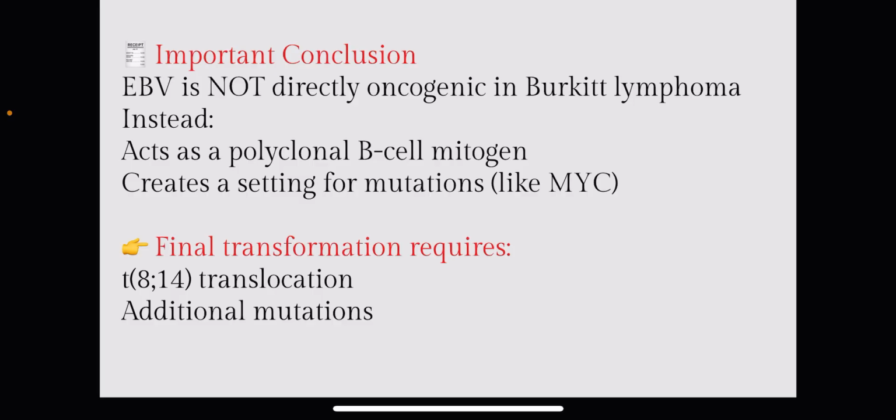This is the important conclusion. Epstein-Barr virus is not directly oncogenic in Burkitt lymphoma. Instead, it acts as a polyclonal B cell mitogen. What is a mitogen? A mitogen is a factor that promotes cell differentiation. Here, it is B cell differentiation, and it creates a setting for mutations like MYC, as seen in the translocation. The final transformation requires the 8-14 translocation and additional mutations.